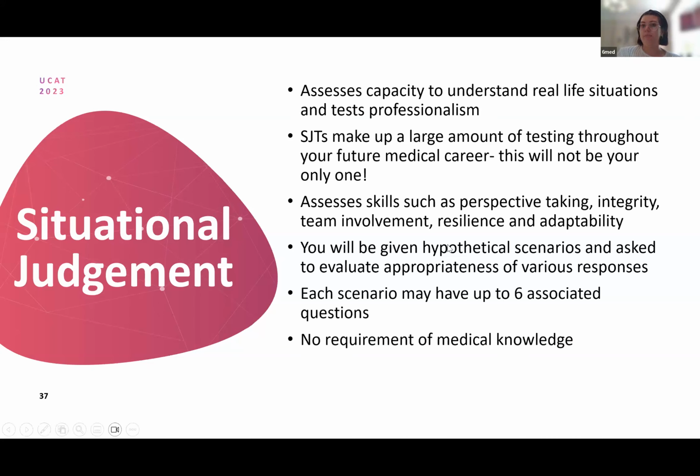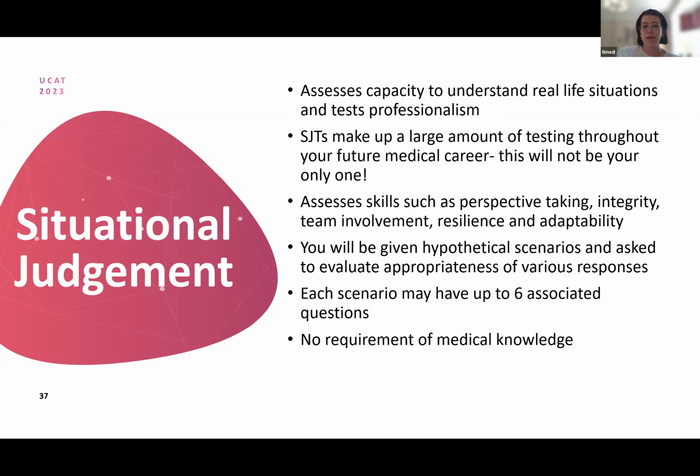You don't need to have any medical knowledge. You won't be asked or expected to know anything about medicine. In your later SJTs, you will, but you guys won't be expected. You should maybe just have a general idea of what could be expected of a medical student.